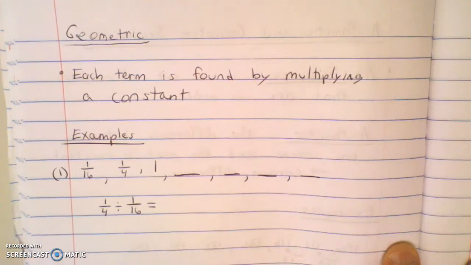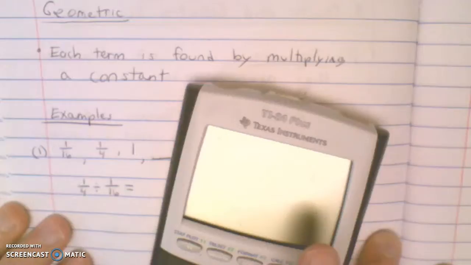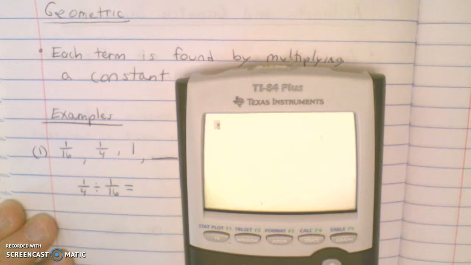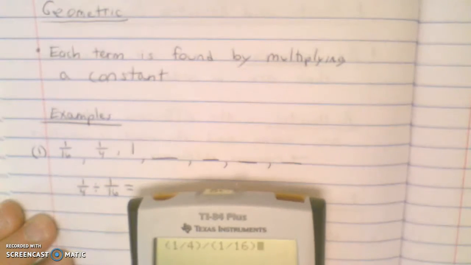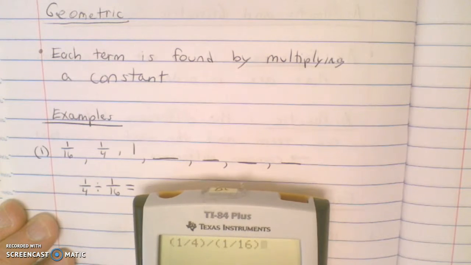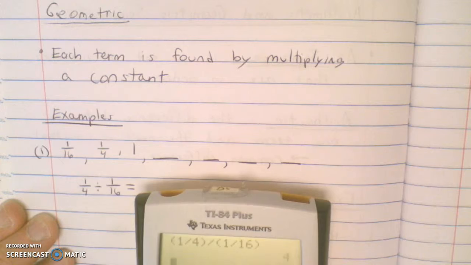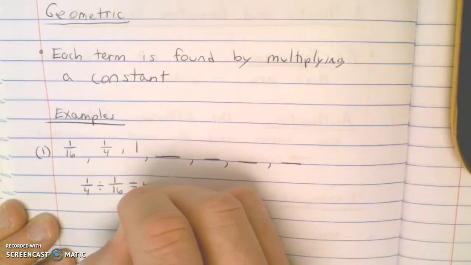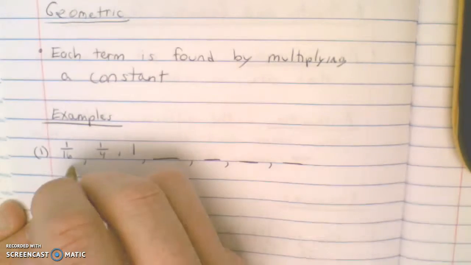We're going to have to put that on the calculator. So I like to put the fractions in parentheses. So 1/4 divided by 1/16. This way the calculator knows the order of operations that we should be following. So 1/4 divided by 1/16, and you get 4. So what that means is that I'm multiplying each number here in the sequence by 4.